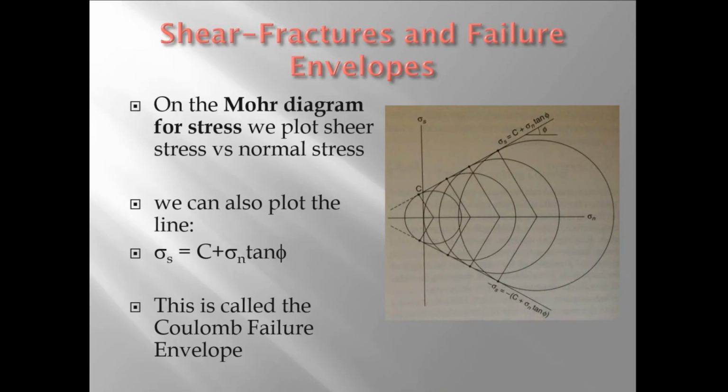So now we can plot a line called the Coulomb failure envelope that is an equation: sigma s, the shear stress, equals C, the cohesion, plus normal stress times tangent theta. Now, this theta we don't necessarily have initially. So yes, that's the equation of it. Theta there is the angle that the rock will break if you crush it until it shears.